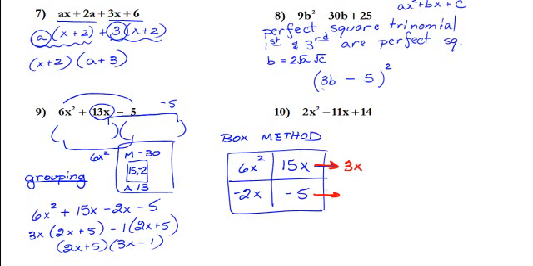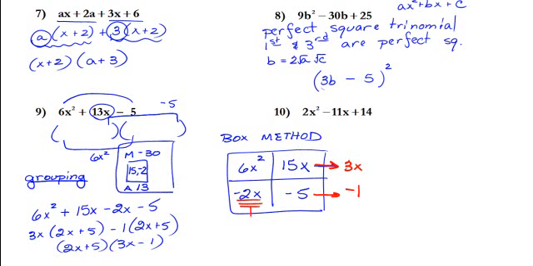If a column starts with a negative, you must pull out a negative as a greatest common factor. This second row starts with a negative because it starts with negative 2x. So I have to pull out a negative, and my greatest common factor would be a negative 1.